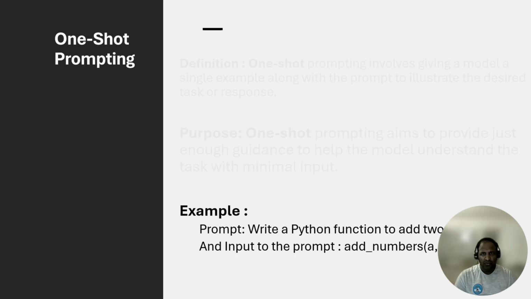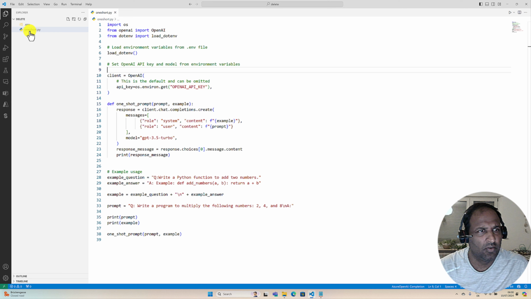So let's jump into Visual Studio Code to write a simple example for one-shot prompting to understand this topic more clearly. In Visual Studio Code, I have created a file called oneshot.py, in which I have written how to implement one-shot prompting. Before starting, make sure you install the OpenAI package and the dotenv package, and you need an OpenAI key. I defined my OpenAI key in my environment file, or you can define it directly here.